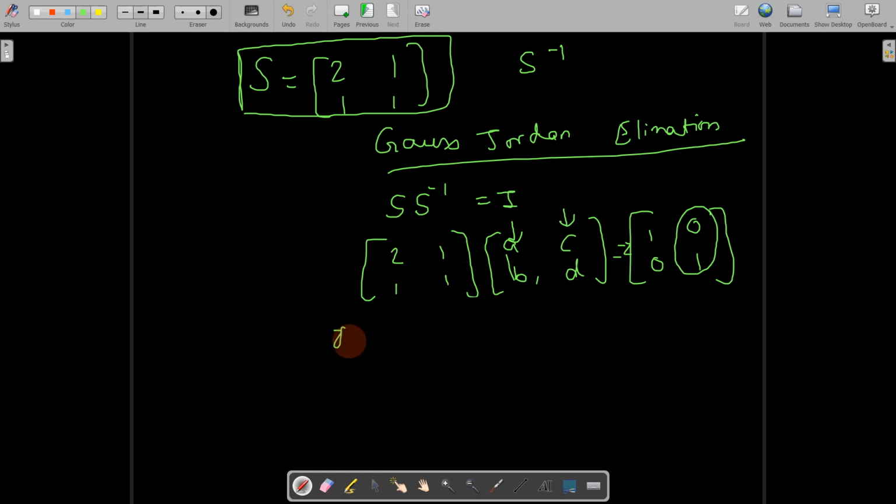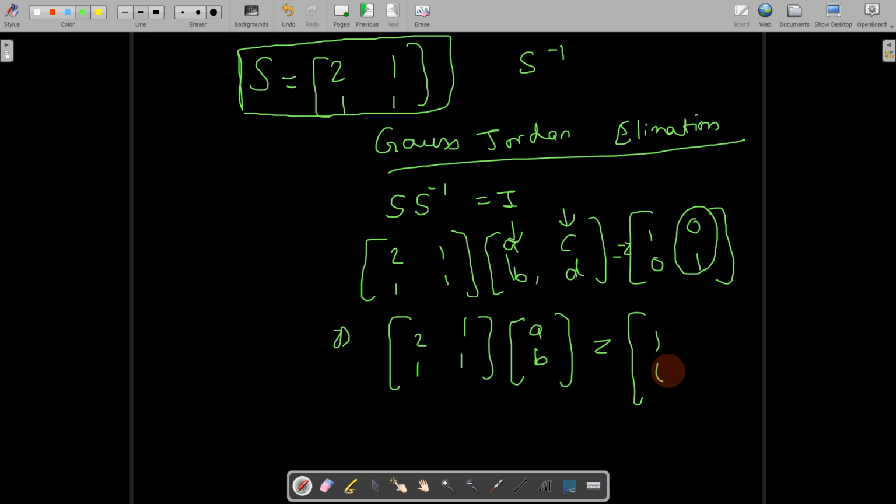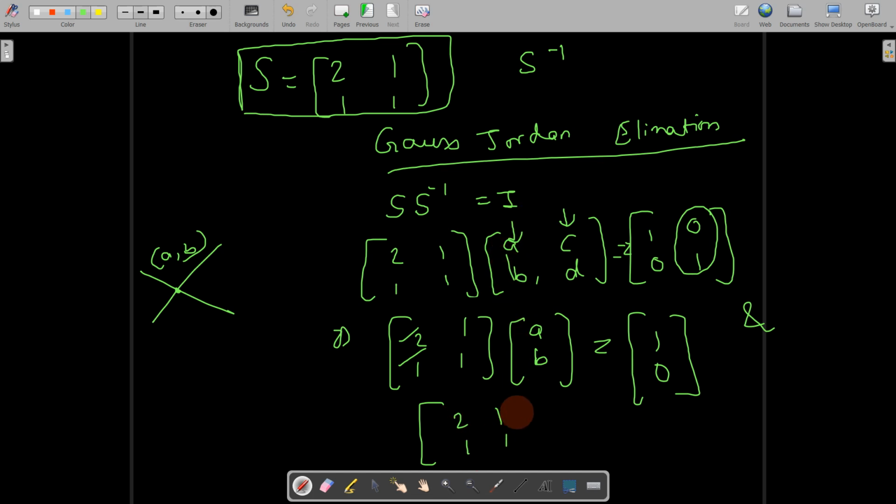So the first equation, I can break it down like this: 2 1 1 1 times A B giving you the first column of your identity matrix, 1 0, and so these are equations of two lines, right? The point of intersection of these two lines will give you the coordinates of A and B, and those are the first column of your S inverse. And 2 1 1 1 times C D is equal to the second column of the identity matrix. These are also again equations of two different lines.